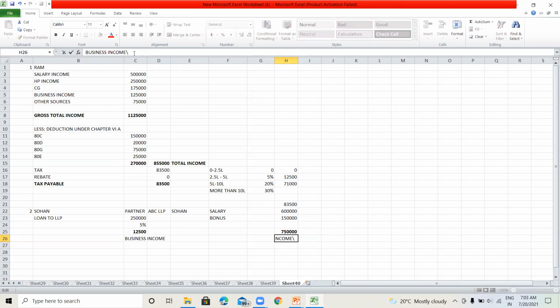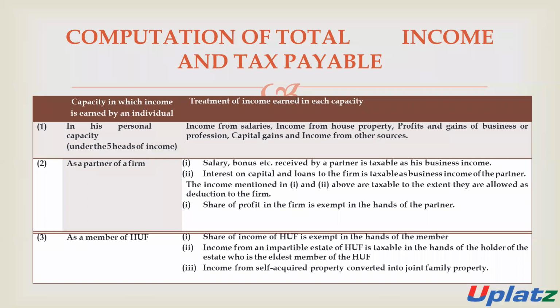So any salary, bonus, interest on capital, or interest on loan which is earned by the individual as a partner of a partnership firm, such income will be considered as business income of the assessee, and it will be taxable under the head PGBP. The income mentioned in point 1, salary, bonus and interest on capital, will be taxable to the extent they are allowed as deduction to the firm. Means it will be taxable up to the deduction which is allowed in the partnership firm.